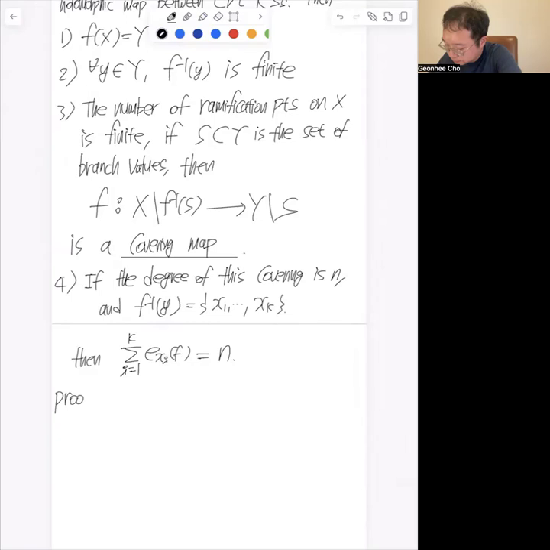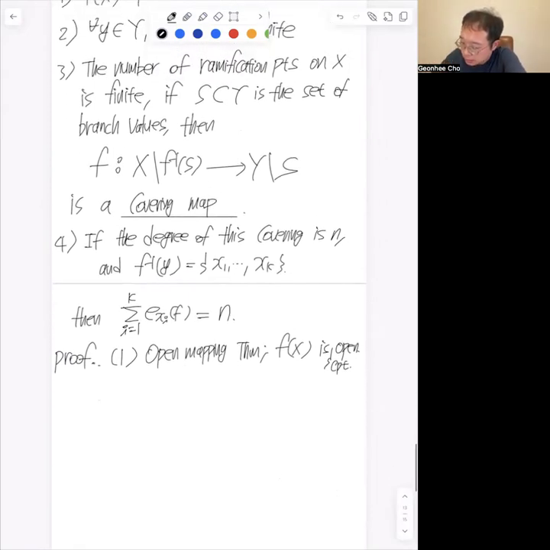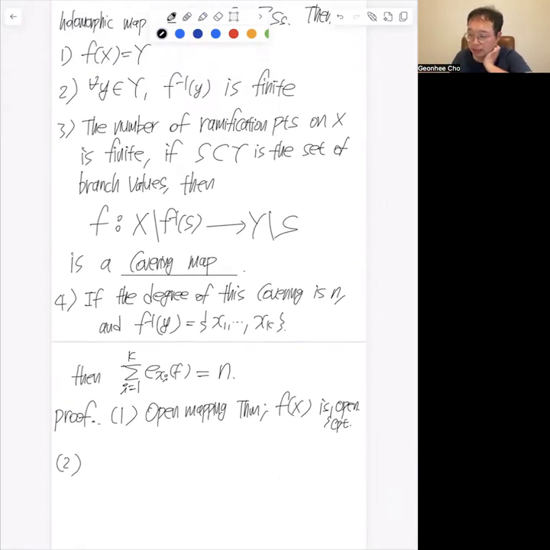So the first one is almost automatic. We know the open mapping theorem forces f of X to be open. At the same time, X is compact, and we know this image is also compact, and that forces it to be closed. And we are only talking about connected Riemann surfaces. So the first consequence follows immediately once we know the statement of the open mapping theorem.